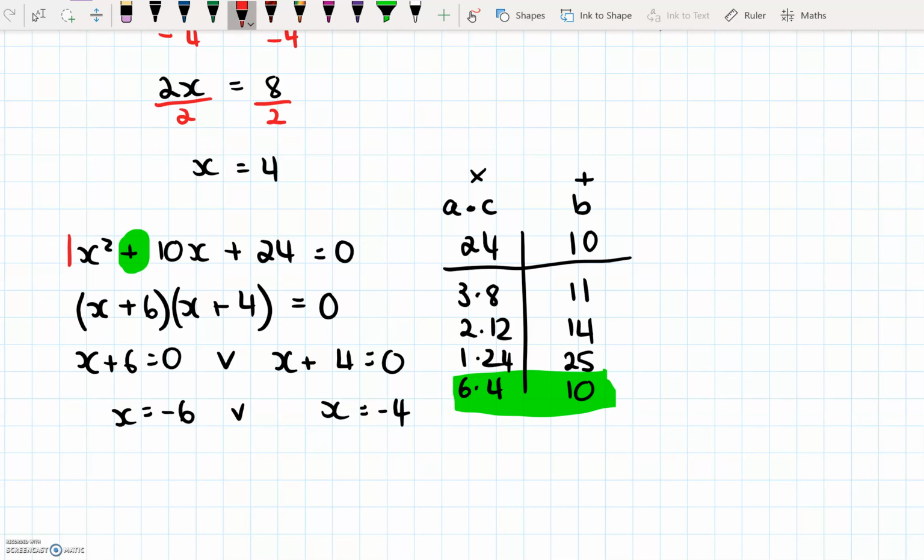We just got that by, obviously, to get x by itself here you have to minus 6 from both sides, and here you have to minus 4 from both sides. So we've just solved a quadratic equation. Now, they're not always going to look like this one. There are a few different variations that you're going to see.